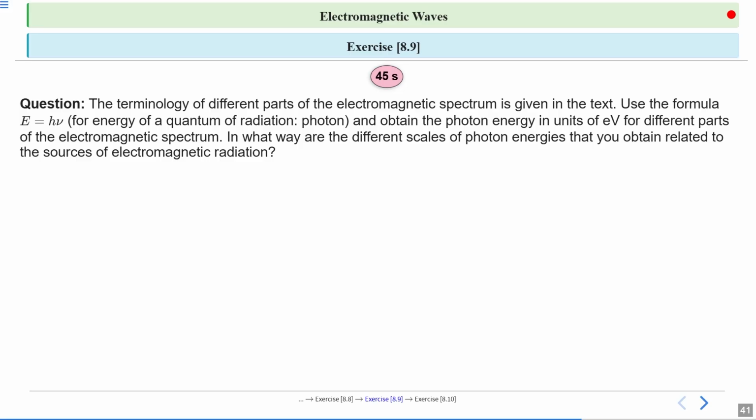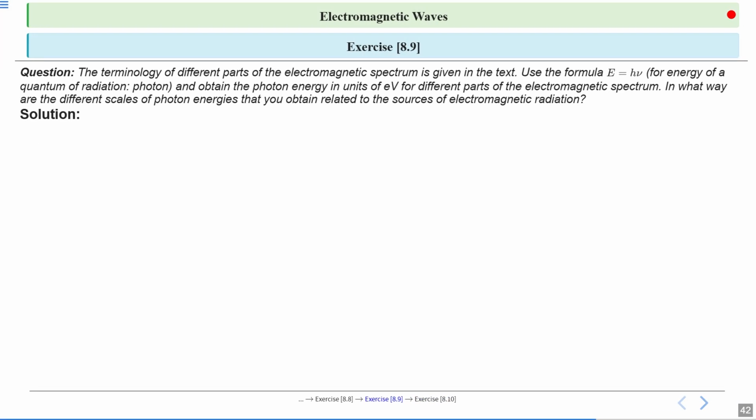By putting h and c, you can find the expression, and after putting the wavelengths for every part of the spectrum, you can find the energies of every part of the spectrum, and you have to compare them. Or, in what way are the different scales of photon energies that you obtain related to the sources of electromagnetic radiation? So let's see the solution.